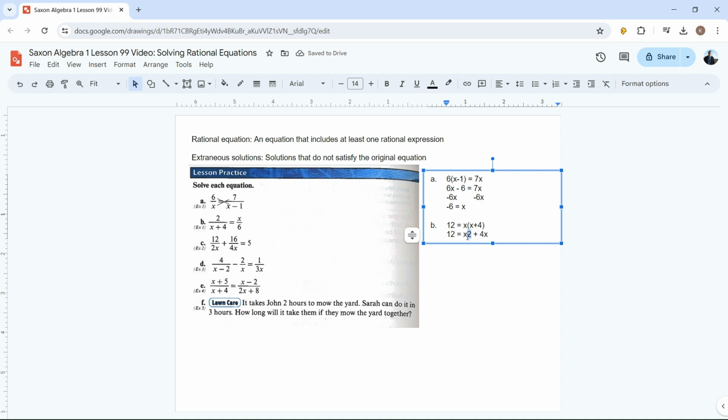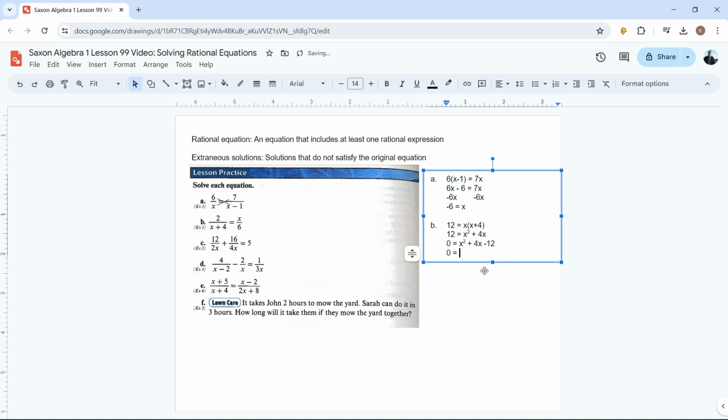Hey, do we have a way of solving a quadratic equation? Well, we learned that in the last lesson. If I just subtract 12 from both sides, I get 0 equals x squared plus 4x minus 12. And then I can factor this expression, set equal to 0. So what am I left with here?